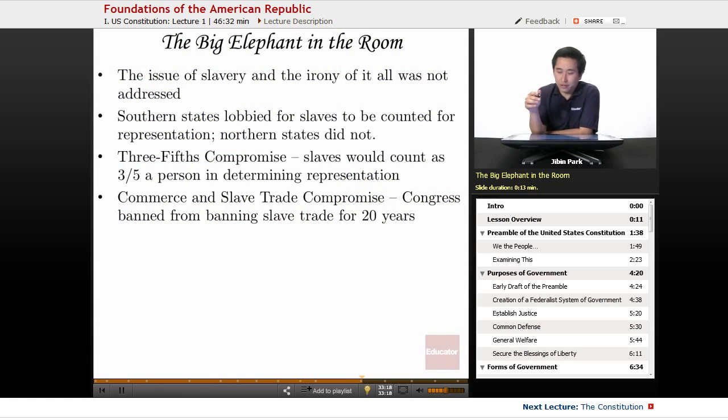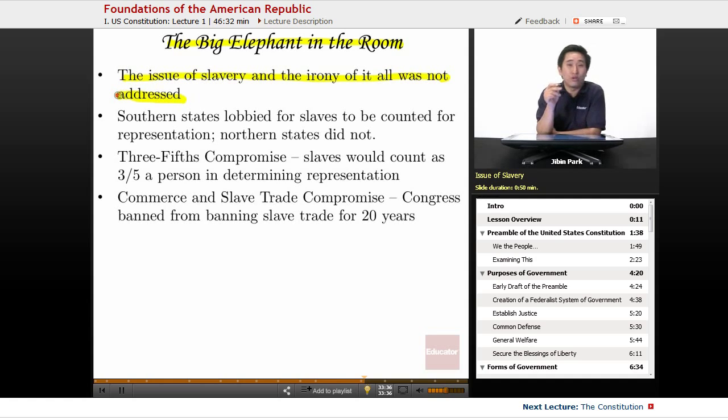And so the big elephant in the room, you're dealing with a country that was based on freedom and equality. And the big elephant in the room is the issue of slavery, and again, the irony of it, was all not addressed at all.